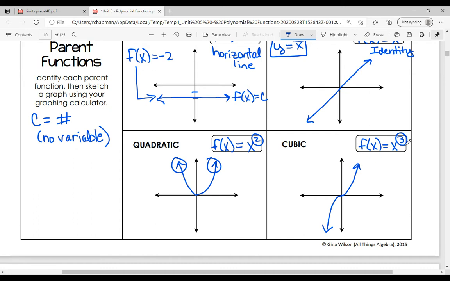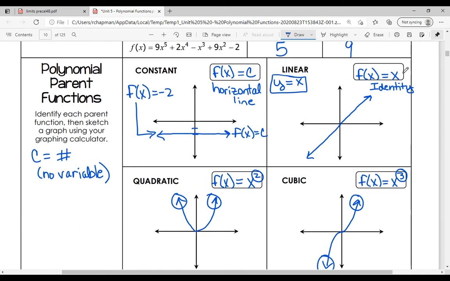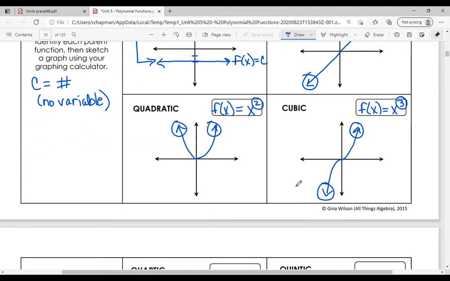Same thing here. If you notice x to the third, the ends are going in opposite directions. 3 is an odd exponent or an odd degree, so they go in opposite directions. What's the degree of this one? It's a degree of 1. Opposite directions. Okay? The shapes change. Once you start making those exponents bigger, every time it goes up an exponent, the shape changes a little bit.